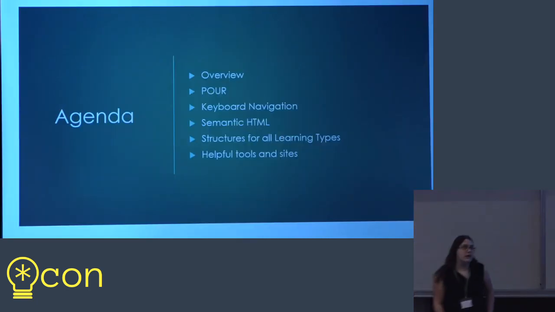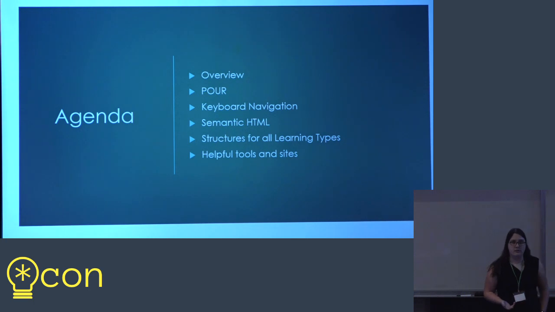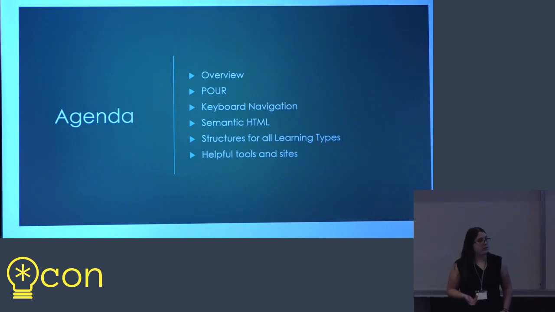Now, web accessibility is a very large topic with a lot of specifics. So I'm going to touch very lightly on some of these, but I encourage you to go deeper as you progress with web accessibility. A rundown of the things that I'll be talking about today are an overview of what web accessibility is, POUR, which is how we categorize our web accessibility guidelines, keyboard navigation, semantic HTML for a more predictable and dependable experience, structuring our content and our materials for all learning types, and in the end, I'll give some sites that I've found helpful as I go through my web accessibility journey.